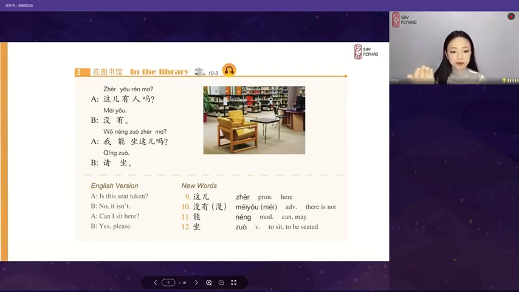我能坐这儿吗? Now let's switch the row. Please start. 没有.